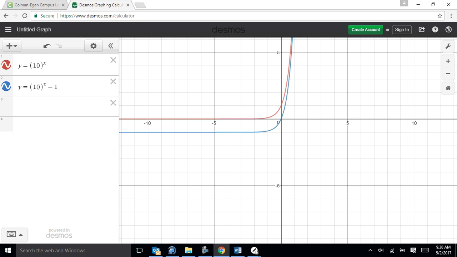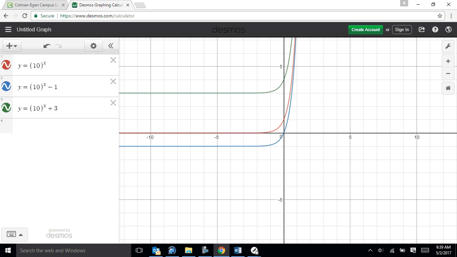So our red line is our parent function again. And if we look at our y-intercept, that's the easiest point to see. So from here, we move down 1, right? So if it was plus 3, how would that change our graph? We'll go up 3.